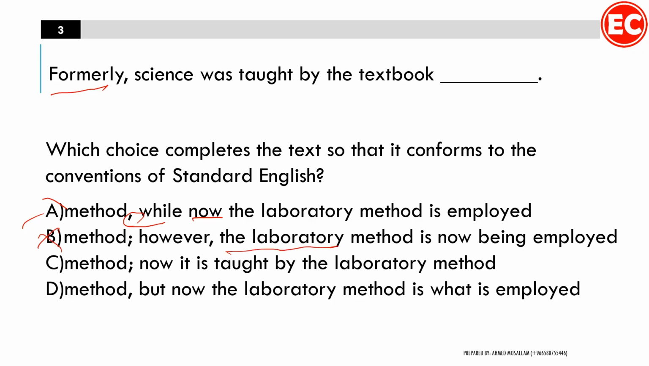If you look at C, we have formerly and we have now. Science was, it is. Taught by, taught by. The textbook method, the laboratory method. Imagine word by word. It's paralleled word by word. So also C will be correct. If you look at D, you find but now, the laboratory method, the same problem, which is start by the method in the second sentence, which is at the end of the first sentence.